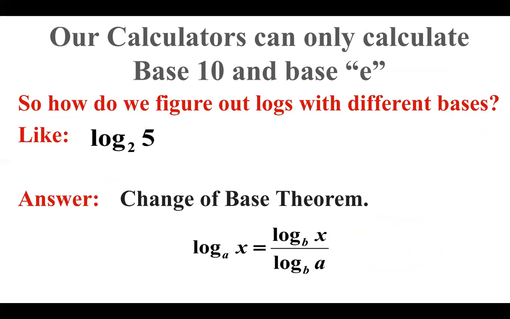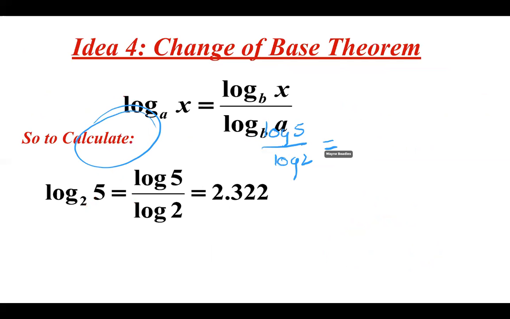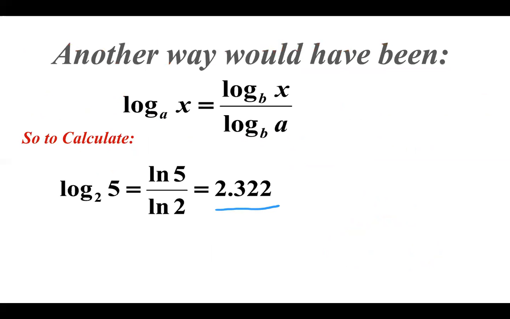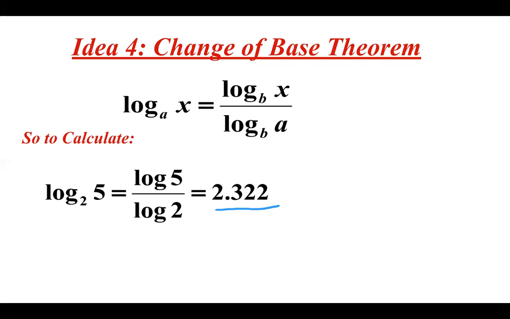Now, this change of base theorem, I alluded to it before, is if I want to evaluate this, I just take log of 5 over log of 2. And when I do that, right here, I get 2.322. Now, if I wanted to do the same problem but use natural log, I'd still get 2.322. So it doesn't mean that you have to put log of 5 over log of 2. You can put natural log of 5 over natural log of 2, and it's still going to give you the same answer. So the previous one was this one. Notice, look right here.